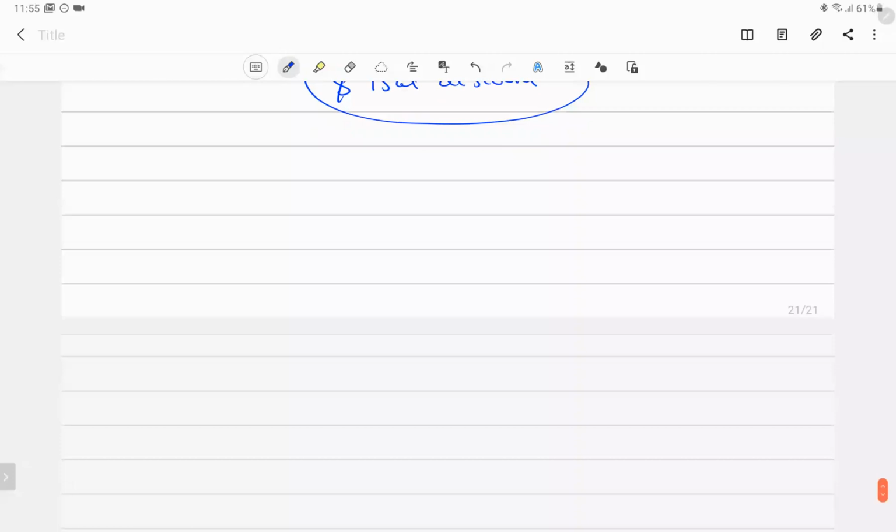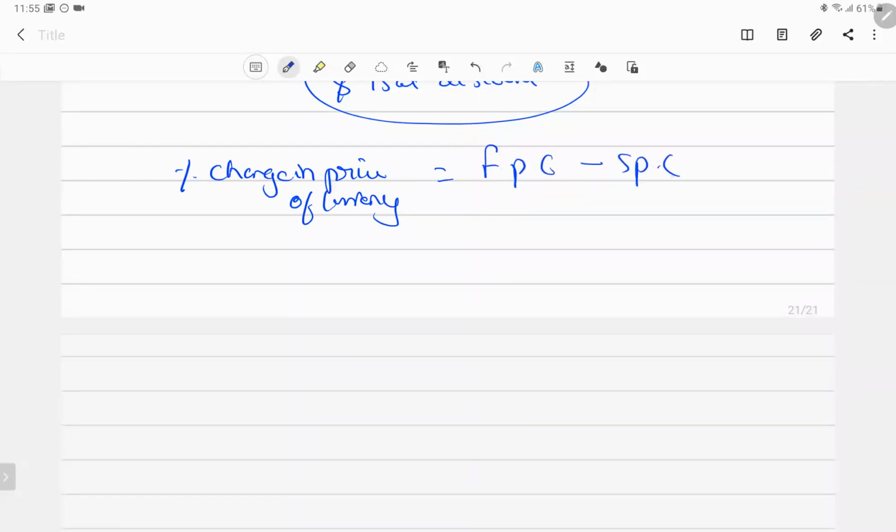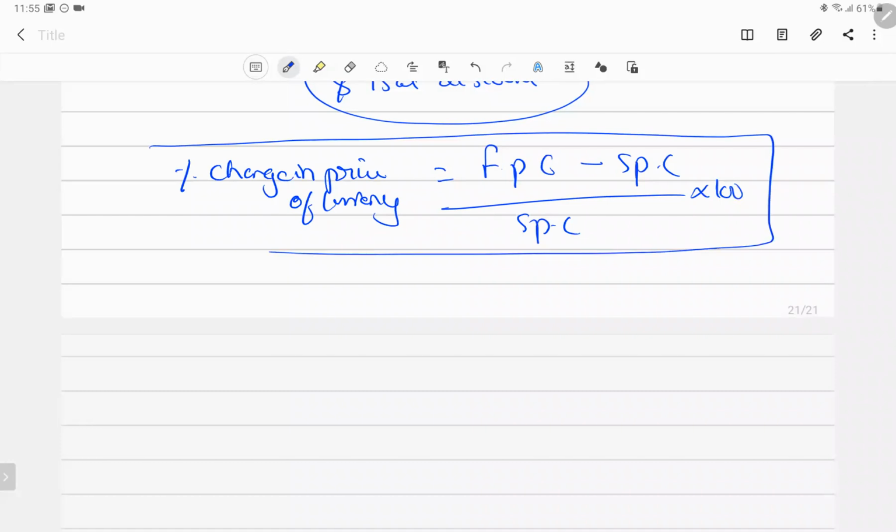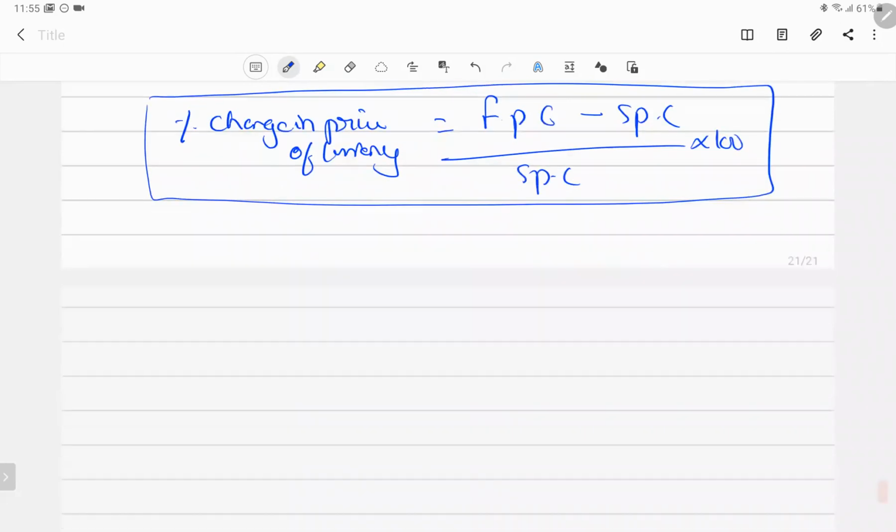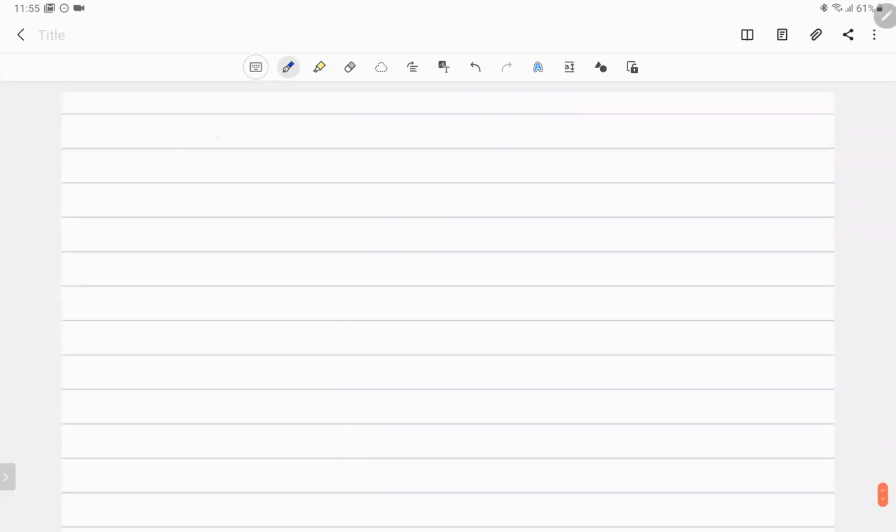Right. So you can do a quantification also. You can see the percentage change in price of currency, which will be the forward price of the currency minus the spot price of the currency, divided by the spot price of the currency, into 100. So you can see how much percentage change in the exchange rate can take place. Suppose I put a simple example with that, and then I'll be ending.